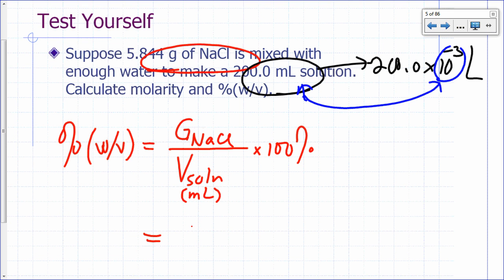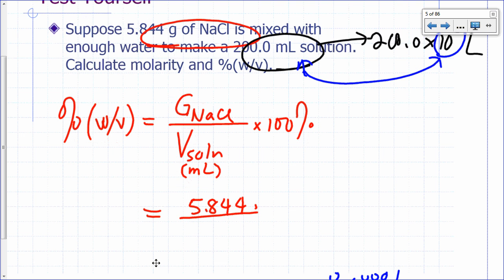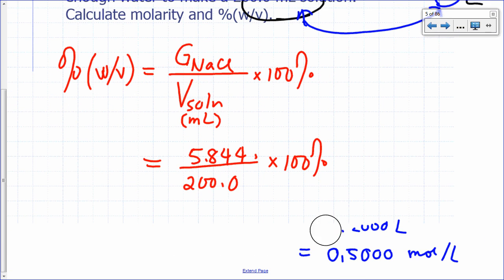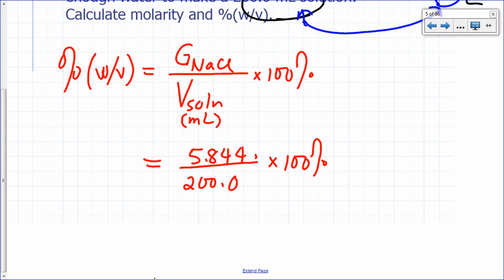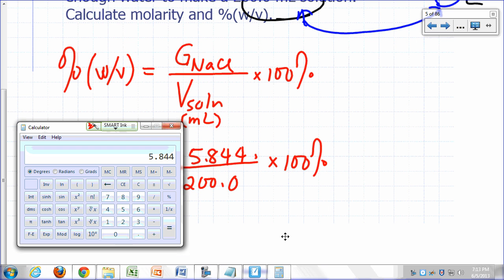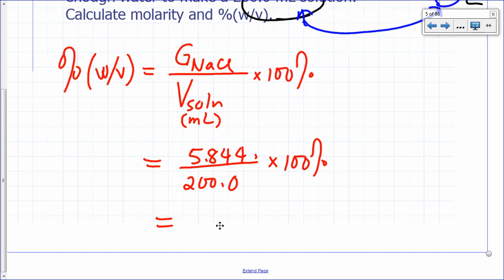In this case, you have 5.844 grams, and we're just going to do away with the units here since this is a percentage. The volume in this case is 200 mL, so divided by 200.0 times 100%. What's 5.844 divided by 200 times 100? That gives you 2.922%.